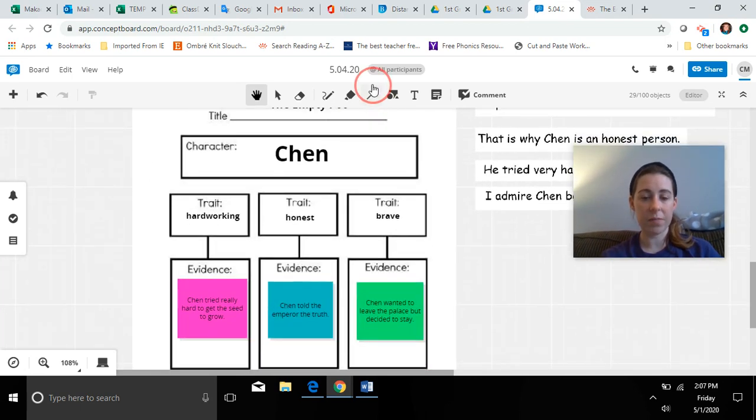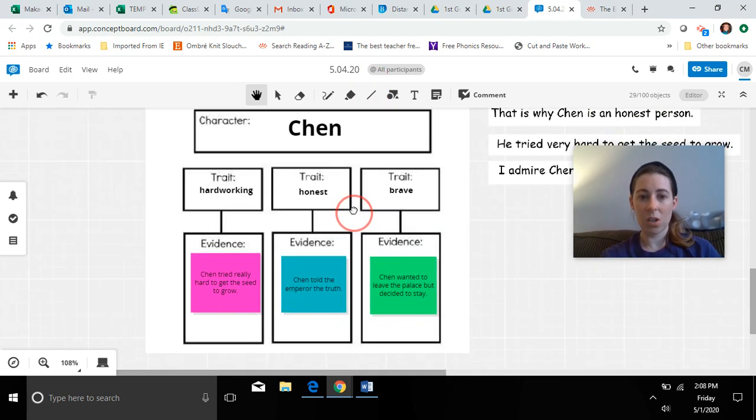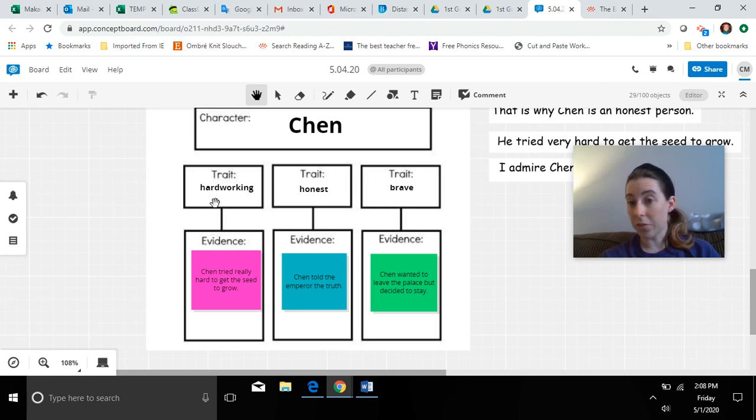Here's Chen. We said one of the first traits, Chen is hardworking, good job. And we said that's because Chen tried really hard to get the seed to grow. He gave it a bigger pot. He walked 5 miles to go to the fresh water. He did a few things to try to help the seed grow.